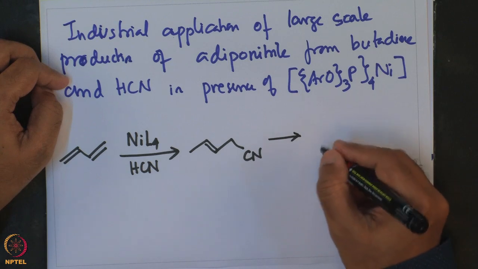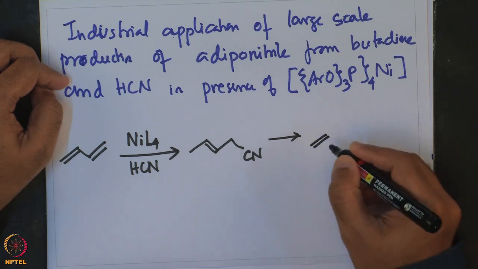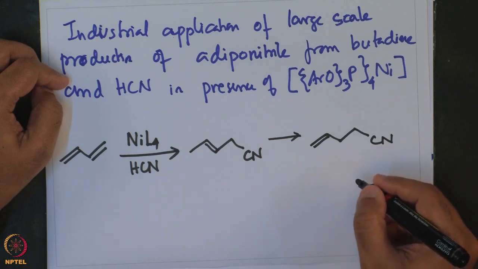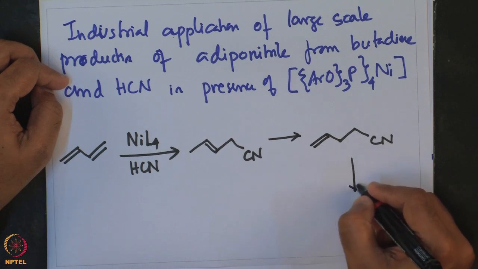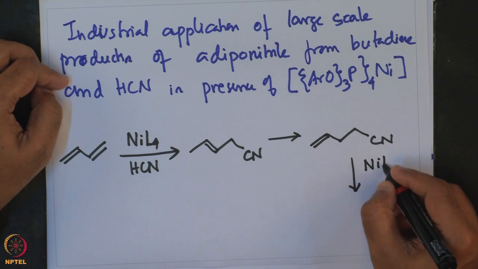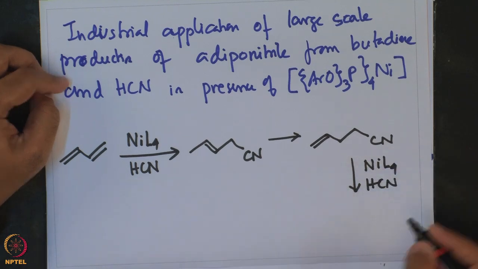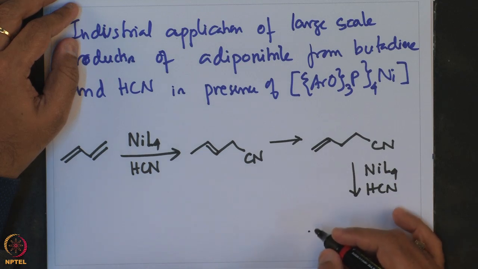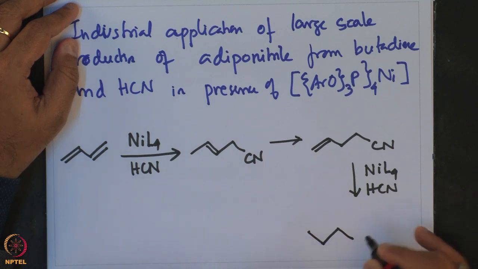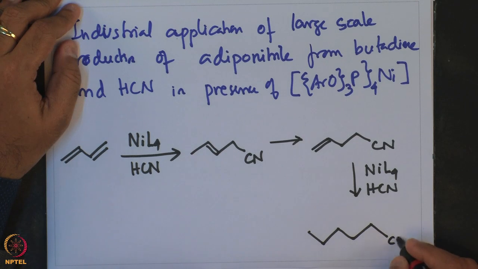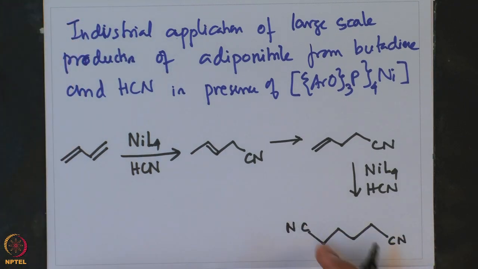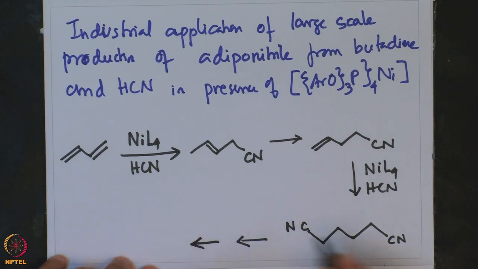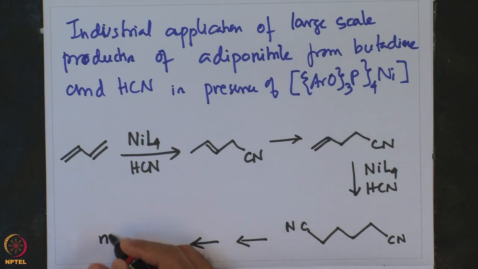followed by isomerization to give a terminal alkene, which then again reacts with NiL4 and HCN, subjected to hydrocyanation to give adiponitrile, NC-(CH2)4-CN, and that after several transformations gives nylon 6,6.